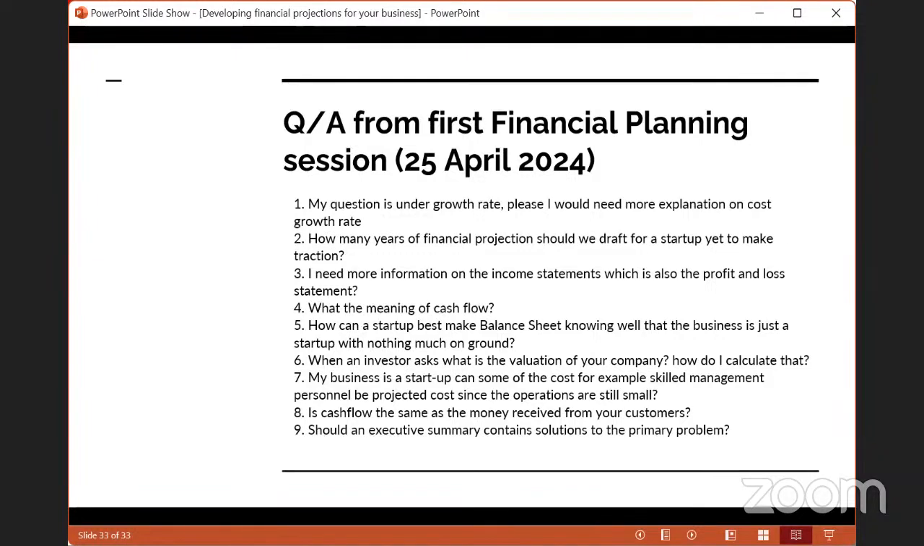Then question 5, how can a startup best make balance sheets, knowing well that the business is just a startup with not much on ground? I've kind of addressed this as well. Number 1, you don't need to build your balance sheet yourself. All you need to do is, in your assumption statement, fill the elements that will go into your balance sheet.